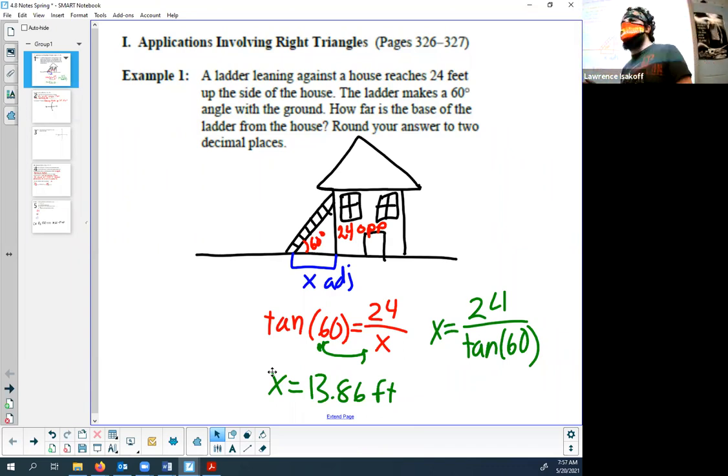With problems like this, try and use some real world context too. And think about if I'm putting a ladder against something, should it be kind of close to the wall or far away?